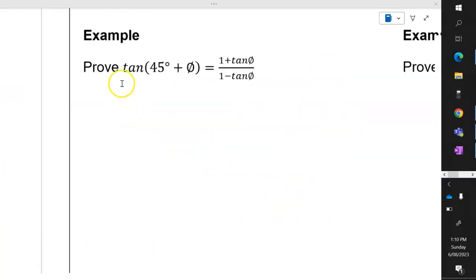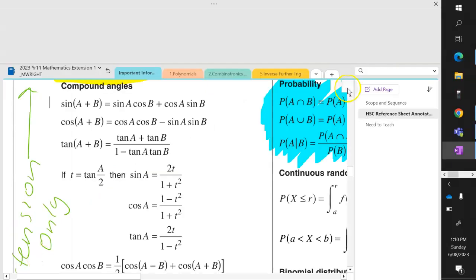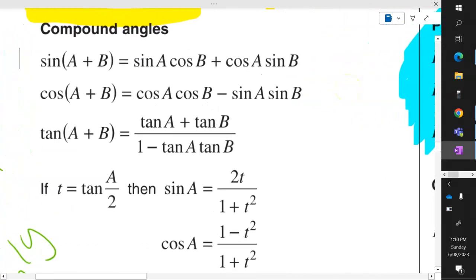Let's look at the next example. This one's a prove. Prove that tan of 45 plus theta is equal to 1 plus tan theta over 1 minus tan theta. So let's have a look on the formula sheet and see what rule we get given to remember. Okay, so we're given that rule, that tan of A plus B is tan A plus tan B over 1 minus tan A tan B. So I'm going to write that one straight in.